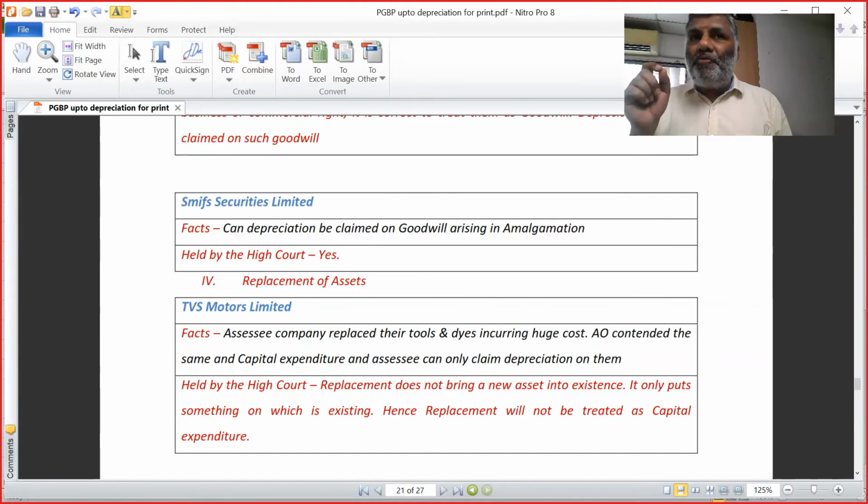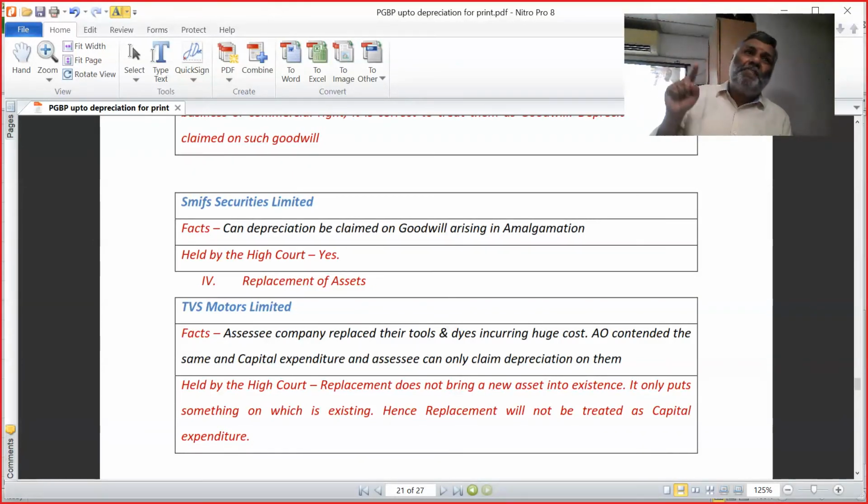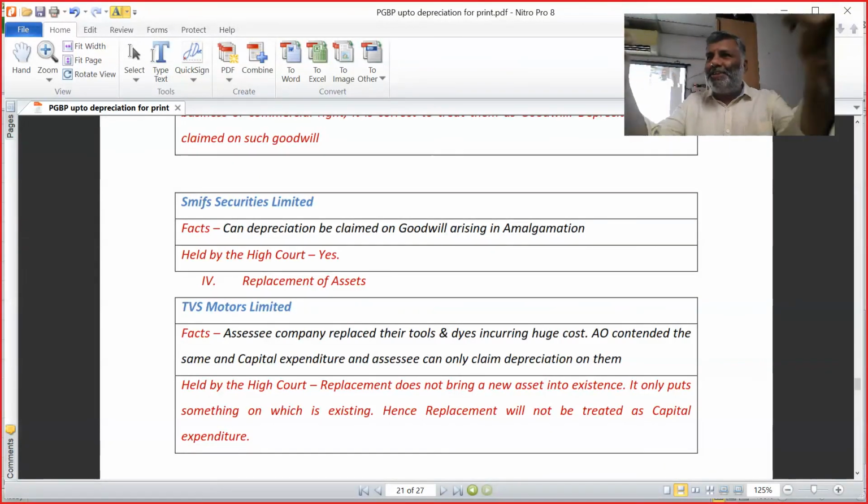What is the difference between replacement and new asset? Sir, our friend was yesterday also asking, I have scrapped an asset. In income tax law, you cannot take it out of books. So, if there is an existing asset which is scrapped and replaced by a new asset, you can charge it off as expenditure.